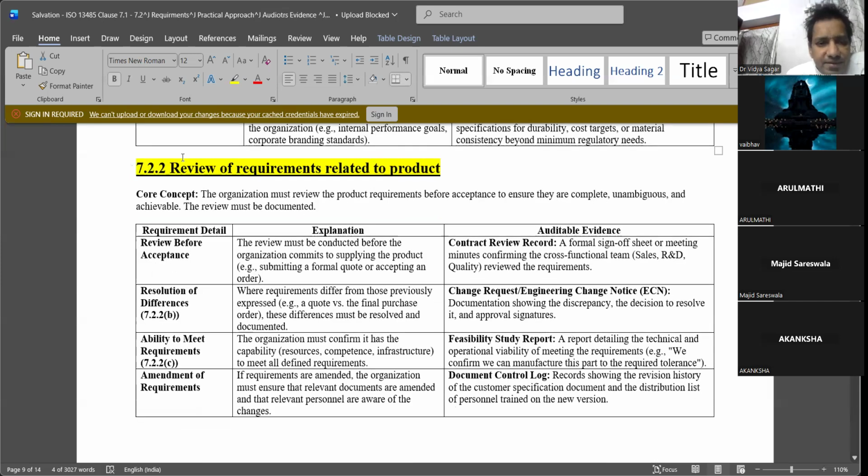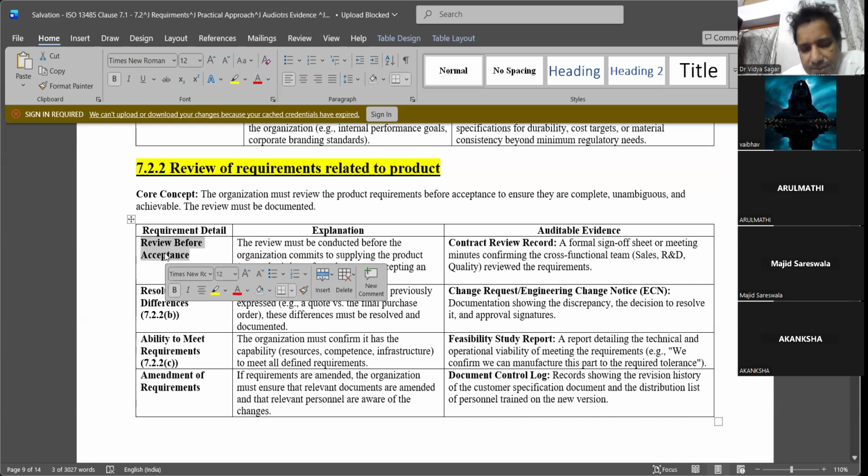Then you need to have review of requirements related to product, review before acceptance. Whether you are doing OEM, OBL, or your own manufacturing of your products, check the purchase orders, whether the dates, delivery times, cost, and quantity are properly mentioned, or whether you can really deliver on time is the first important thing. If you are not able to deliver, discuss with them and plan it properly. That is the review before acceptance.